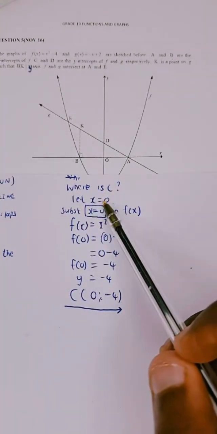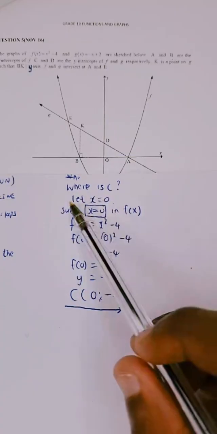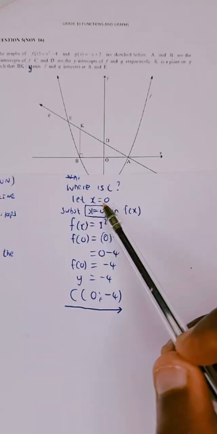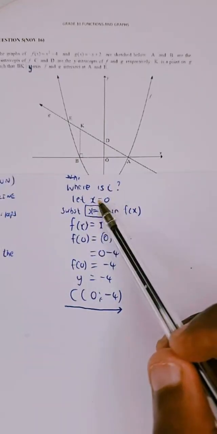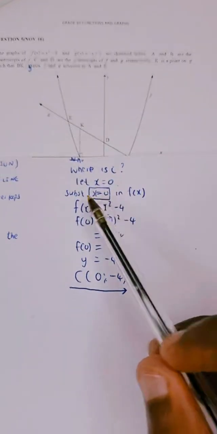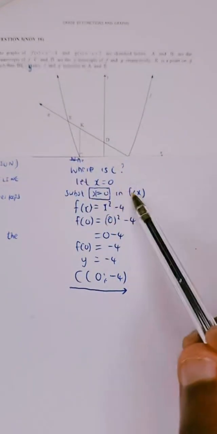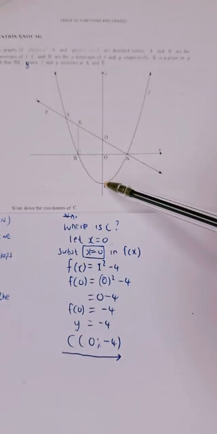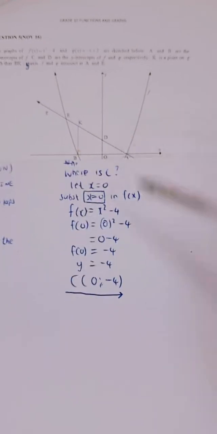Why? Because C lies on the y-axis, and we know that on the y-axis, the value of x everywhere on the y-axis is x is equal to 0. And the C is a y-intercept, so that's why we let x be equal to 0. Then we substitute x is equal to 0 where? Into the function f of x. Why are we substituting into the function f of x? It's because f of x, the function of the parabola, passes through C. That's why we substitute x is equal to 0 in the function of f of x.